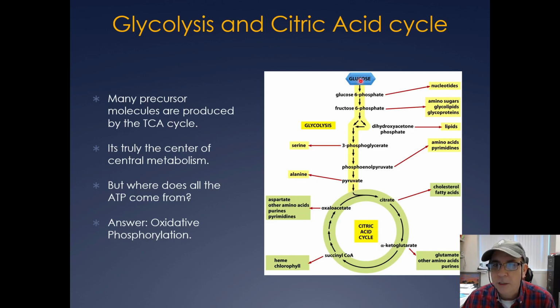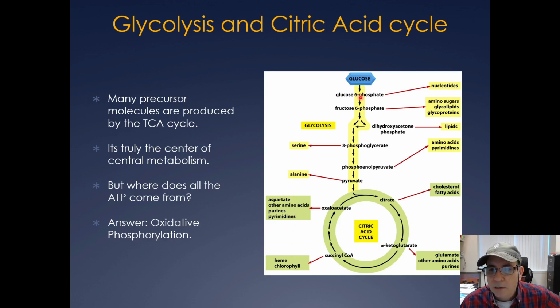And what's important to know here is that glycolysis and the citric acid cycle are really sort of this central component of all of central metabolism, okay, because from this a lot of different cellular things are made, including the nucleotides, amino sugars and glycolipids, and lipids, amino acids and pyrimidines, cholesterol and fatty acids, glutamate and other amino acids, and the purines, heme and chlorophyll, which we'll revisit later, and then other amino acids like serine and alanine, aspartate, as well as some other things.